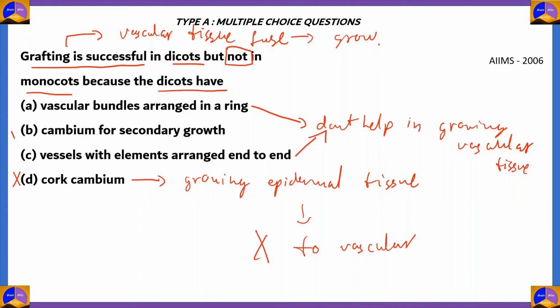The right answer is option B, cambium for secondary growth. The dicots differ over monocots because they have a secondary cambium, and this increases girth. And because of that, grafting is successful in dicots, but not in monocots.